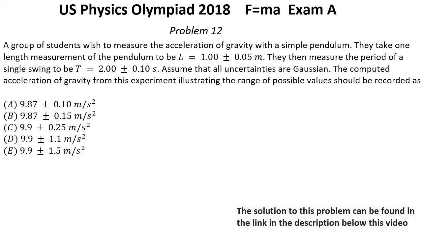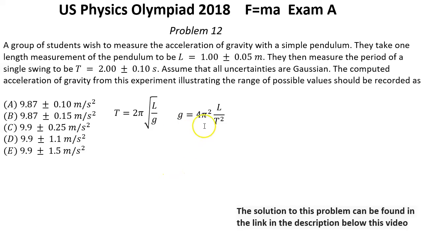The computed acceleration of gravity from this experiment, illustrating the range of possible values, should be recorded as follows. Solution for problem number 12. First, let's write the equation for the period of a simple mathematical pendulum. This is the formula. From here we can find what is the acceleration of free fall.